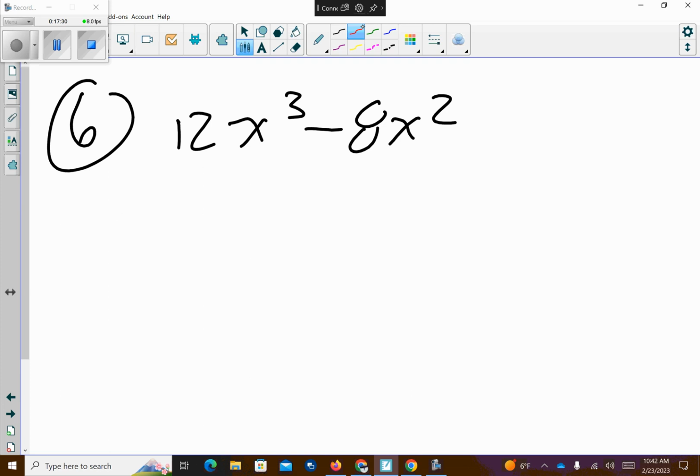All right. This is a factoring one, not a multiplying one. So what's the largest number that goes into 12 and 8?